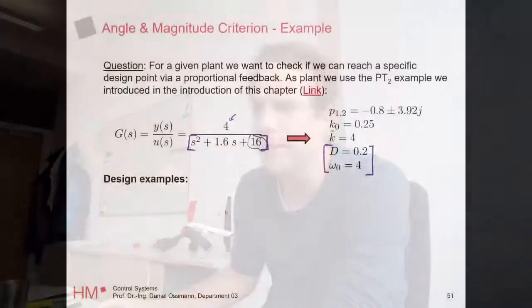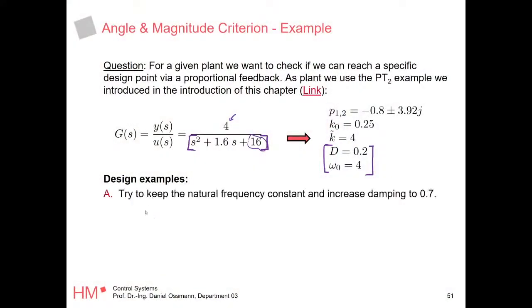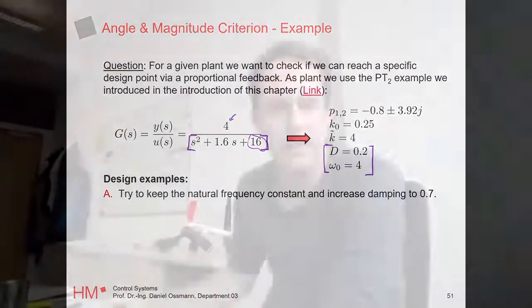So let's consider design example number 1. We want to keep the natural frequency constant. So we want to stay at omega 0.4 and just increase the damping. Well, what does that mean in terms of a time response? Well, we have less oscillation. So this is usually a really good idea, what you want in practice.